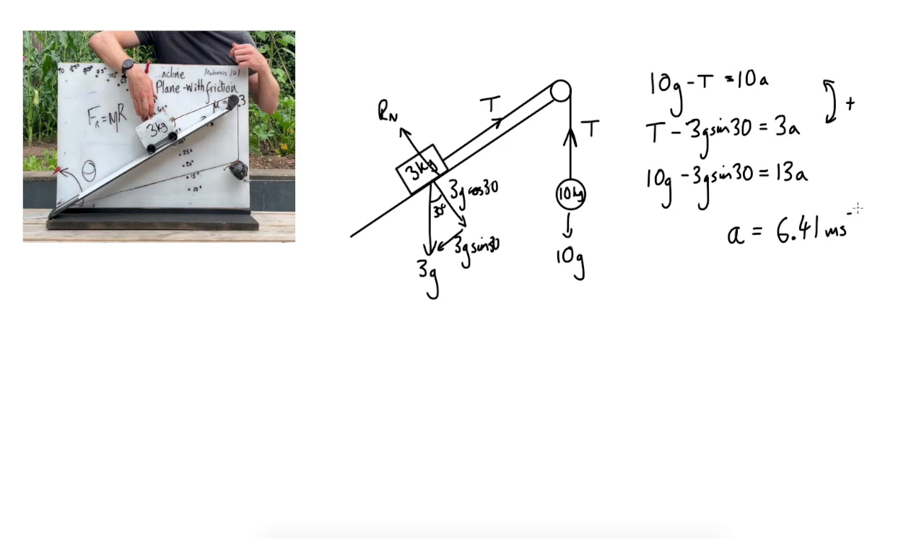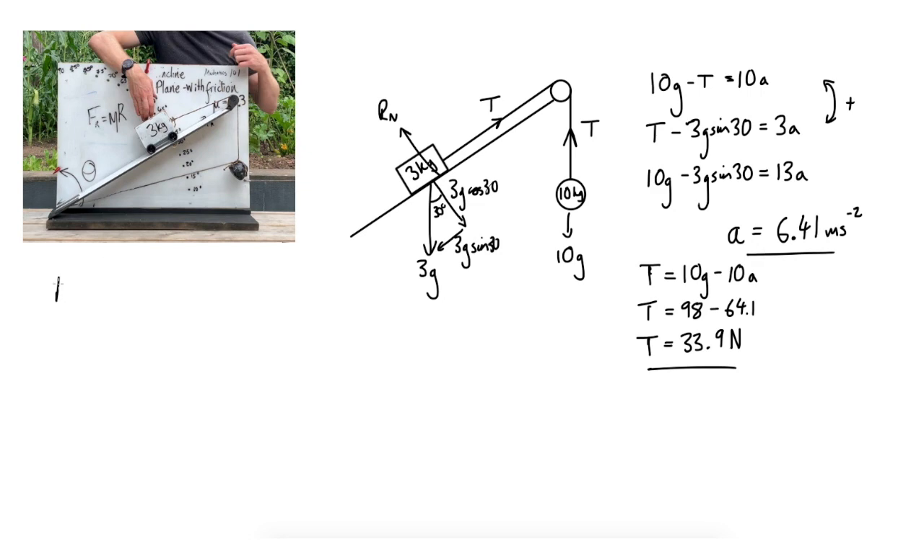We can then find the tension by using our first equation. So our first equation, I'm going to write T equals 10g minus 10a. So in this case, it's going to be 98 subtract 64.1, and that gives me a tension of 33.9 newtons. Okay, so there's my answers for a frictionless situation.